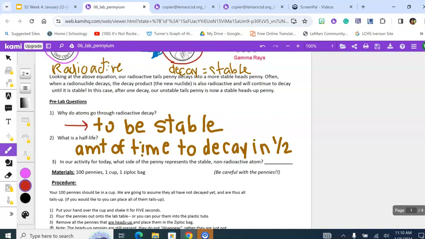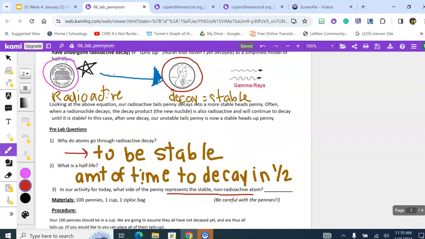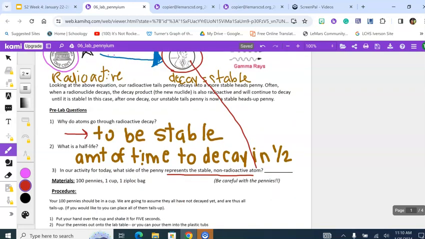So today, the side of the penny that's going to represent the stable, non-reactive atom is going to be the head side. So the tails are unstable, the heads are stable.